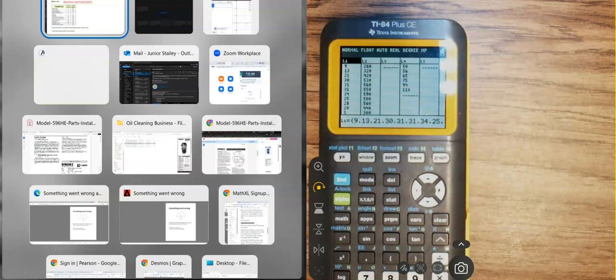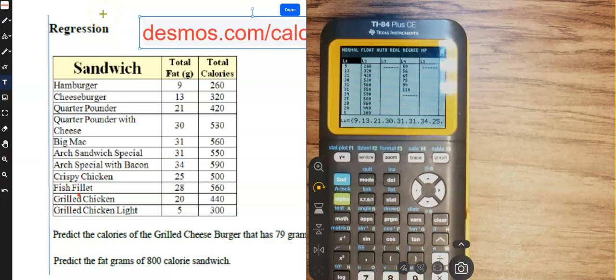Okay? But let me get you back this list. You've got it in front of you. What am I talking about? You've got it on paper in front of you. So get the data entered in.